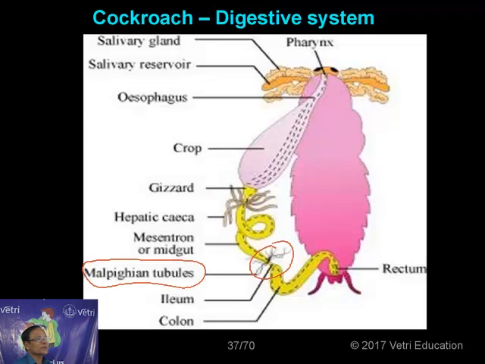They collect the waste products from the hemolymph and put them into the digestive tract. The waste materials are eliminated through the anus. That's about the malpighian tubules, connected to the digestive system but concerned with excretion. The hindgut is divided into 3 components: ileum, colon, and rectum. The rectum opens outside by means of the anus, present at the posterior end, in the genital pouch of the male, and similarly at the posterior end in the female. So that's about the digestive system.